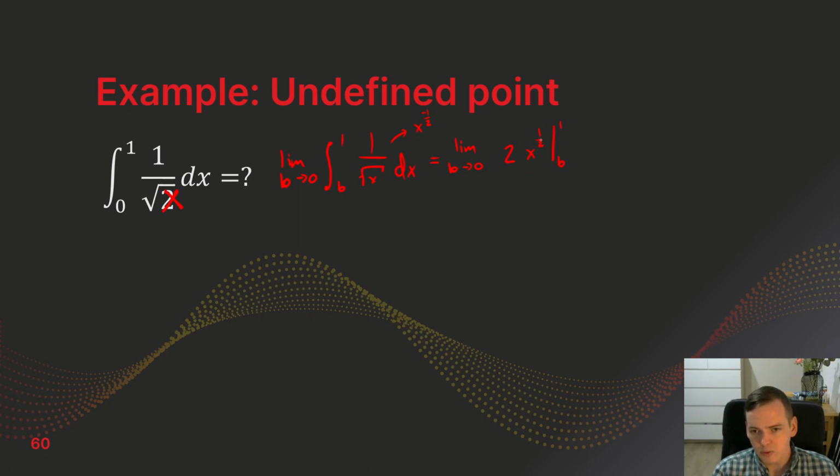So that gives us the limit as b approaches 0 of 2 times 1 to the 1/2 minus 2 times b to the 1/2, which will give us 2 minus 0, which is just 2. So just like before, wherever our bound was, we replaced it.